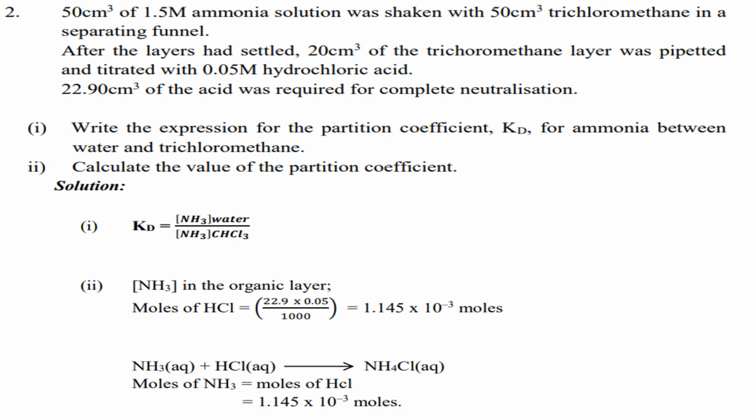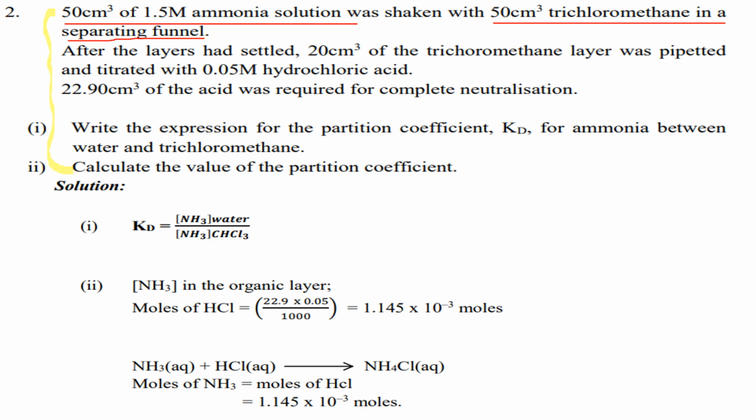Okay, the number two now you can do it on your own according to what I've explained, but I'm going to do for example so that you can know it's possible, and I explain everything so that you can do the other numbers on your own. So interpreting the question, they have told us that 50 centimeters cubed of 1.5 molar ammonia solution was shaken with 50 centimeters cubed of trichloromethane in a separating funnel.